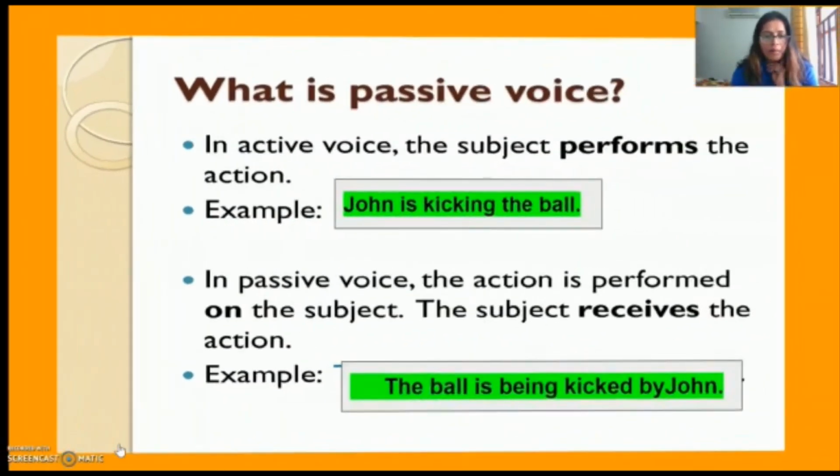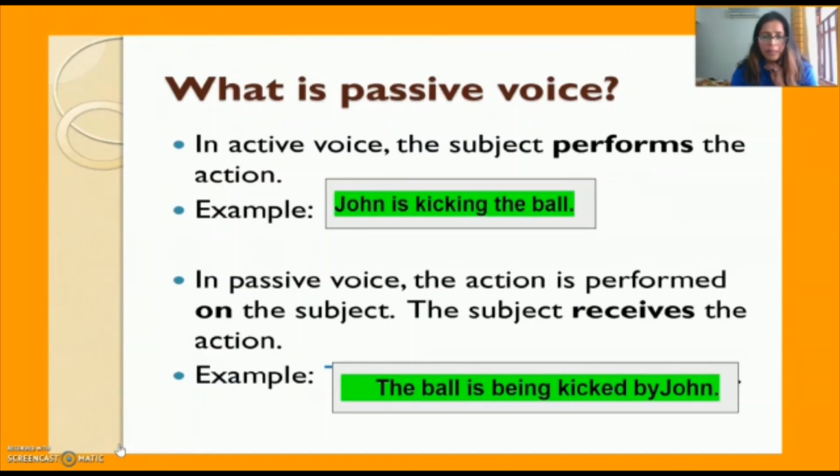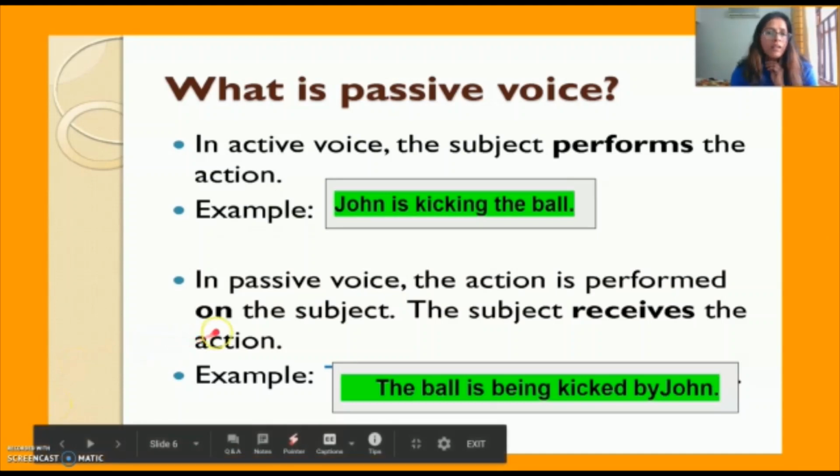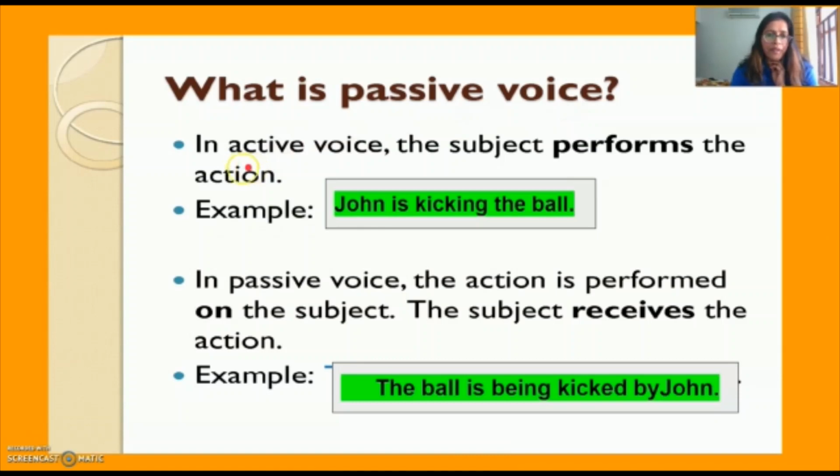Yes. Now I'm going to discuss the difference between active and passive voice, though I have already explained what is a passive voice. First understand active. In active voice, this is the simplest definition I have come up with. I hope you will understand the concept. In active voice, the subject performs the action. Yes. In active voice, subject is the doer of an action.